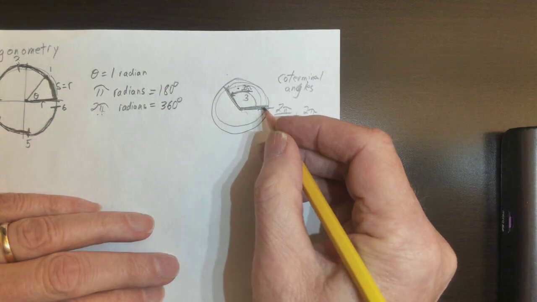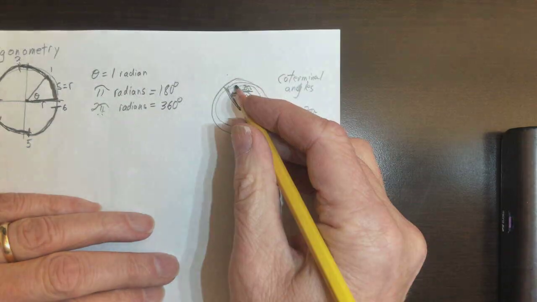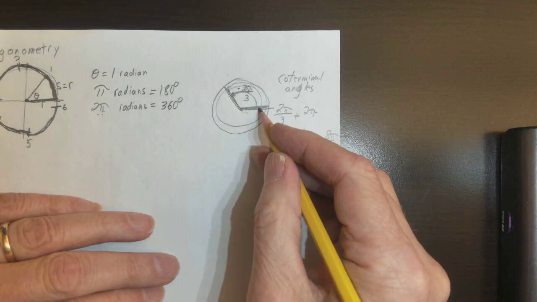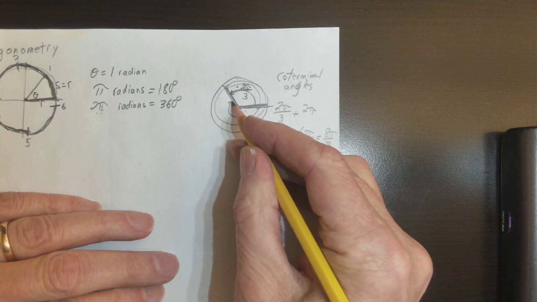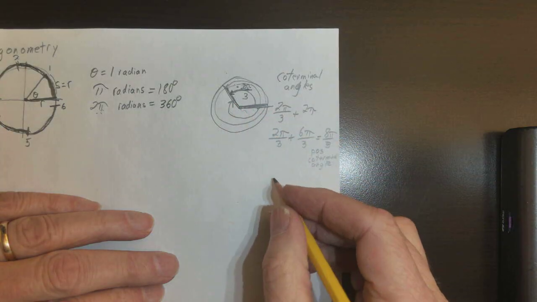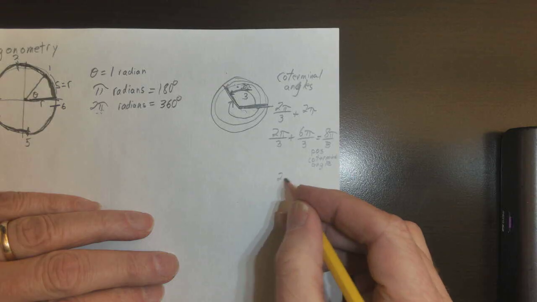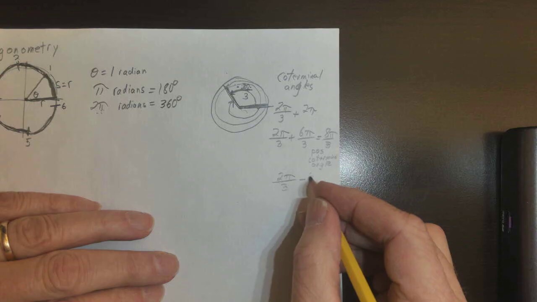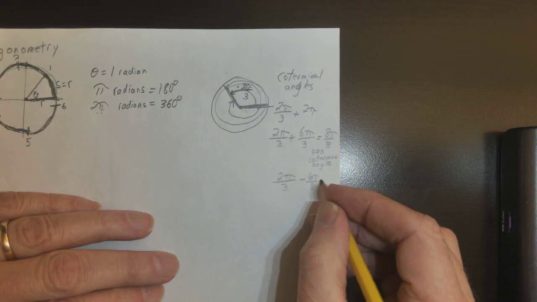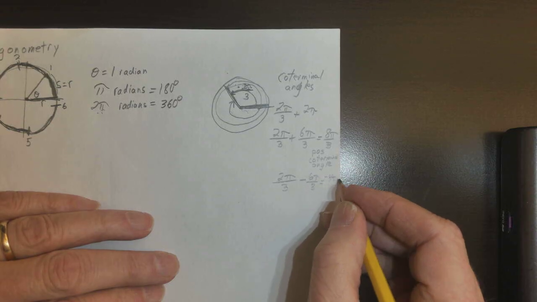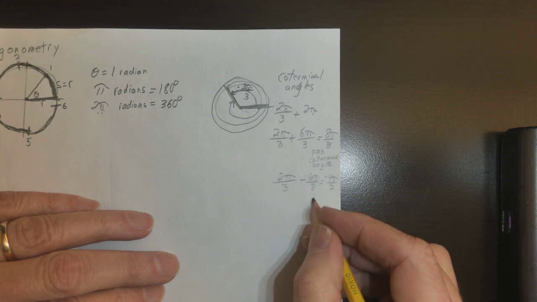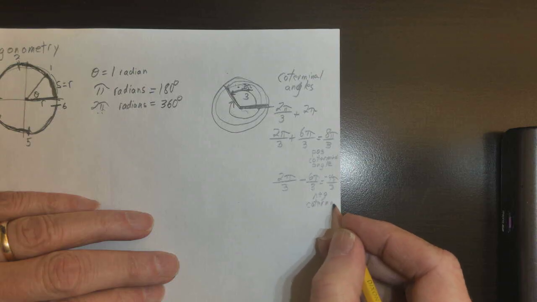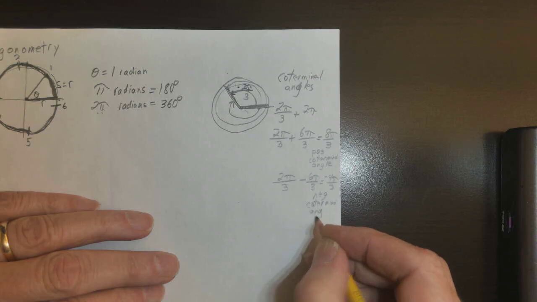Or I could, and positive direction is counterclockwise, clockwise is the negative direction. So I could start here and go this direction. See, I got the arrow going that way. And that could be found by taking 2 pi over 3 minus 2 pi, or minus 6 pi over 3. And that's negative 4 pi over 3. And this is a negative coterminal angle. That's one of the things we did.